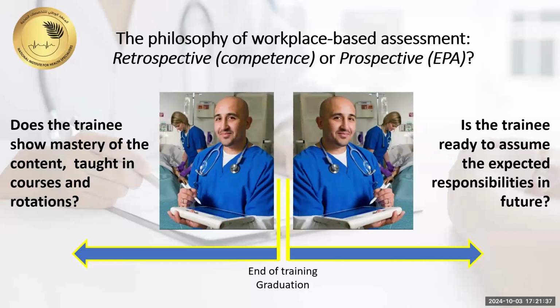When we are talking about workplace-based assessment, we may have a retrospective look. Did the learner, past tense, learn everything I taught them? Did they master everything? Or we can go prospective through the EPAs, and we can say, is the learner ready to assume all the expected responsibilities in future?